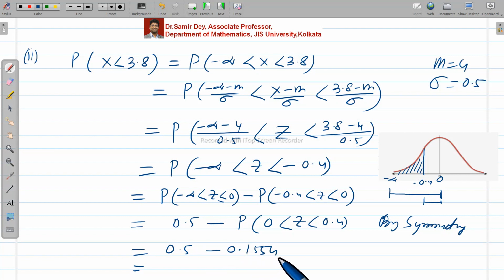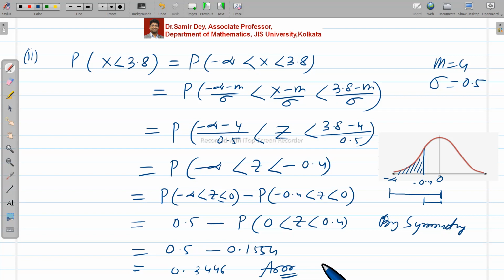What is your value? Now use your calculator. How much value is coming? Calculate. It is coming 6, then 4, 4, and 1, that is 3. Please check whether it is coming correct or wrong. 0.3446. This is the solution of the second question.